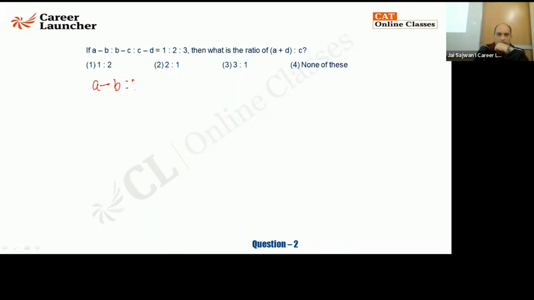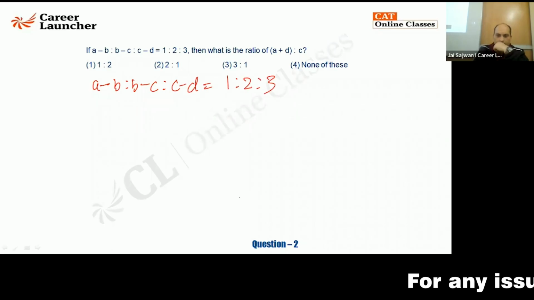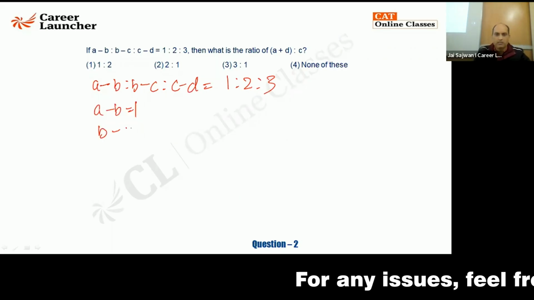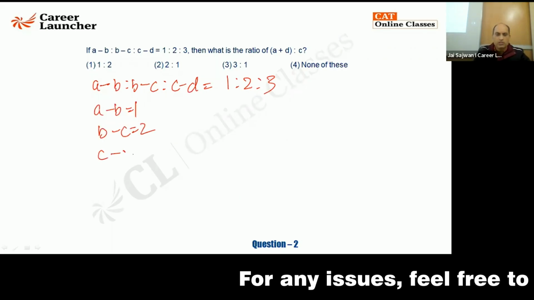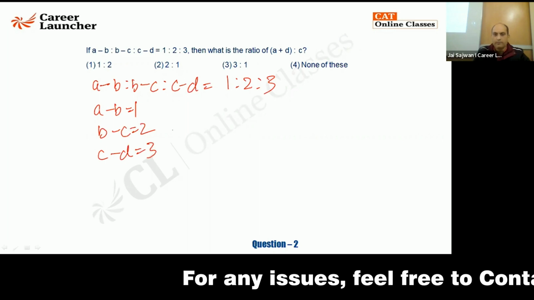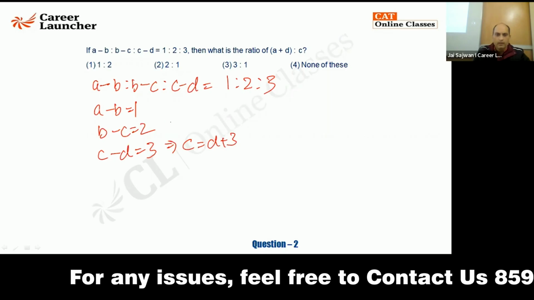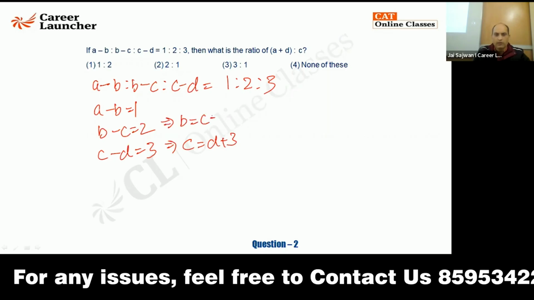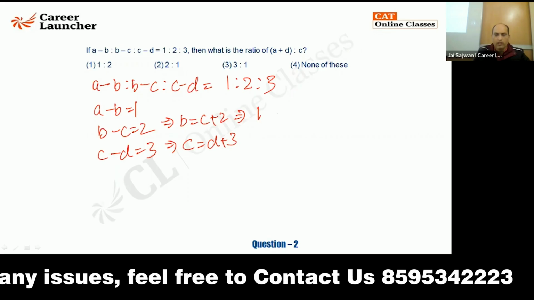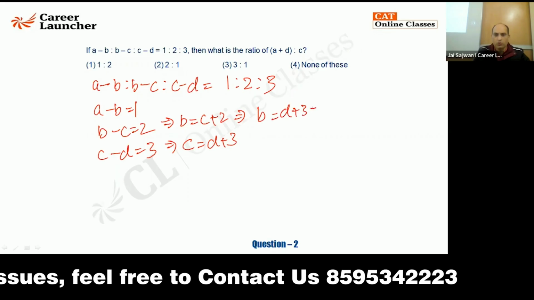A minus B is to B minus C is to C minus D is equal to 1 is to 2 is to 3. Okay, Khushi Kumari. So B minus C is equal to 2 and C minus D is equal to 3. I hope all of you agree. I can say C is equal to D plus 3 here. I can say from here B is equal to C plus 2. If you put the value, B is equal to D plus 3 plus 2, which is D plus 5.